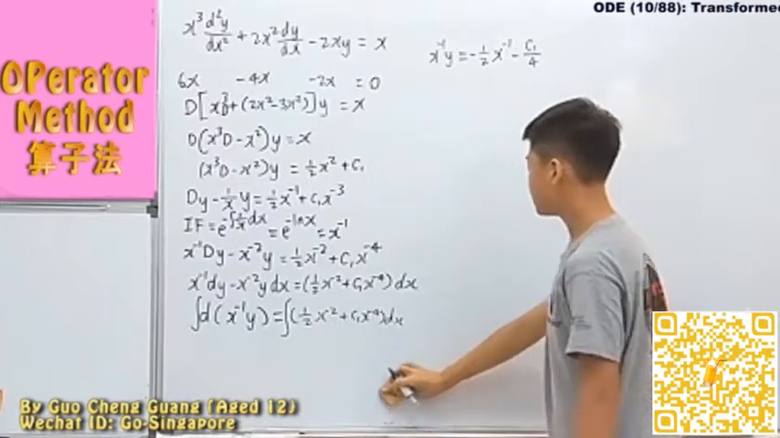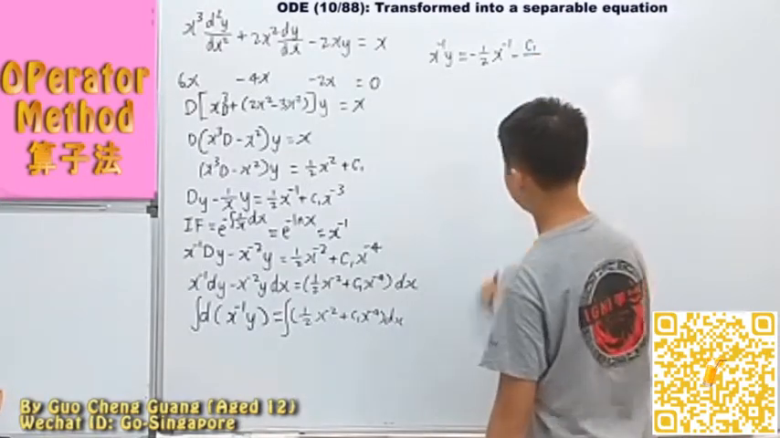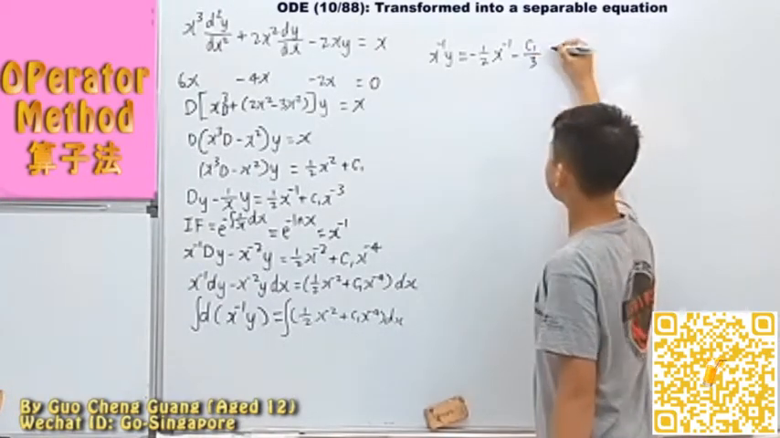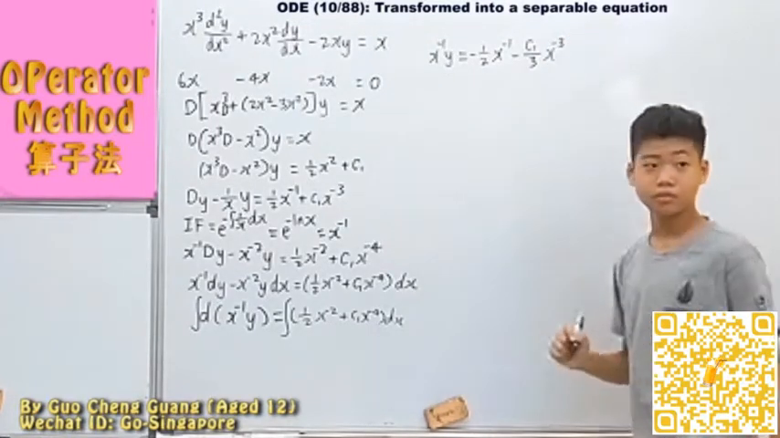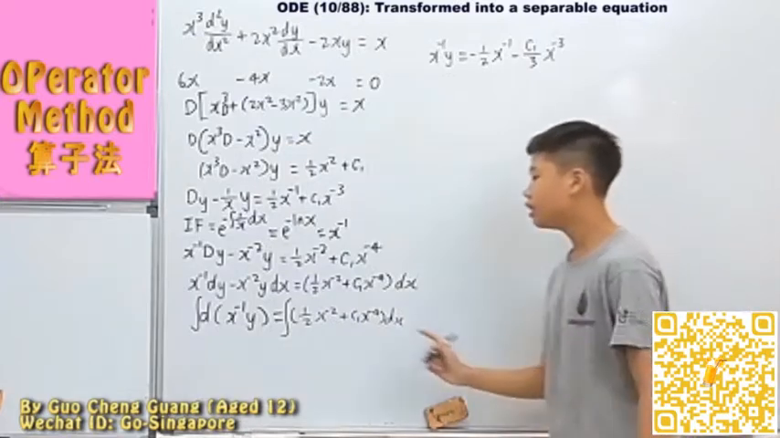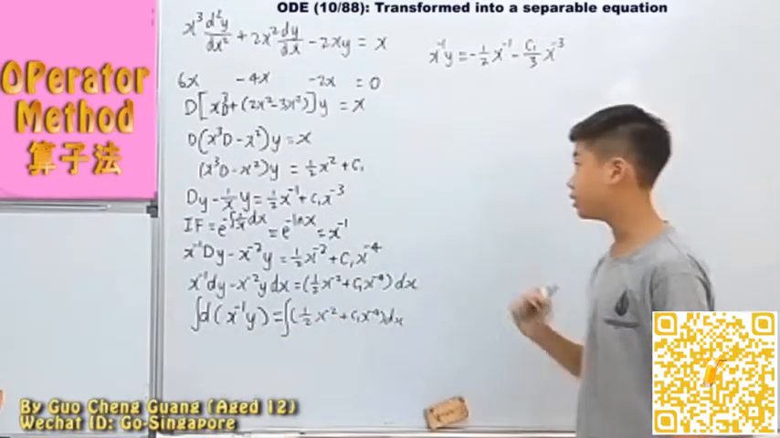Is it C1 over 4? It is C1 over 3. Like this. So this is the part that we have. But wait, this is indefinite integration. What did we miss out?